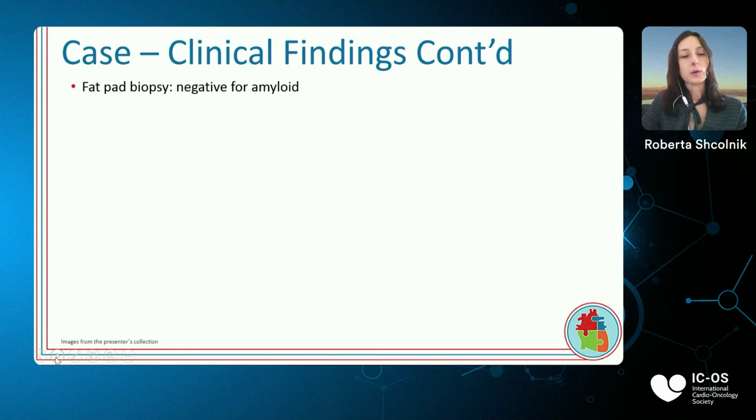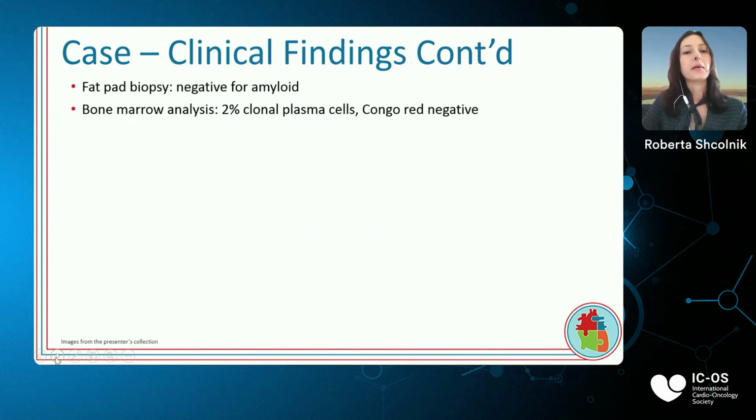Fat pad biopsy was performed and was negative for amyloid deposit, and bone marrow analysis showed 2% of clonal plasma cells, and the Congo red was negative, showing no amyloid in the bone marrow. So a nerve biopsy was performed, showing the amyloid deposit.